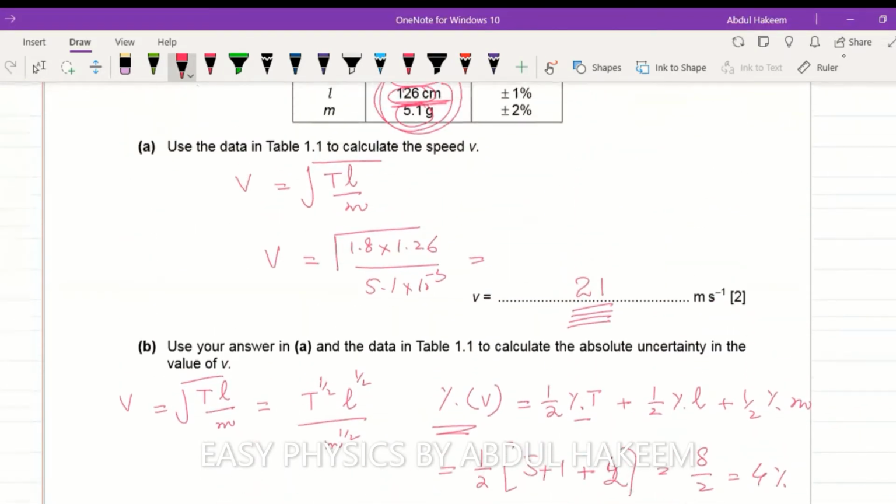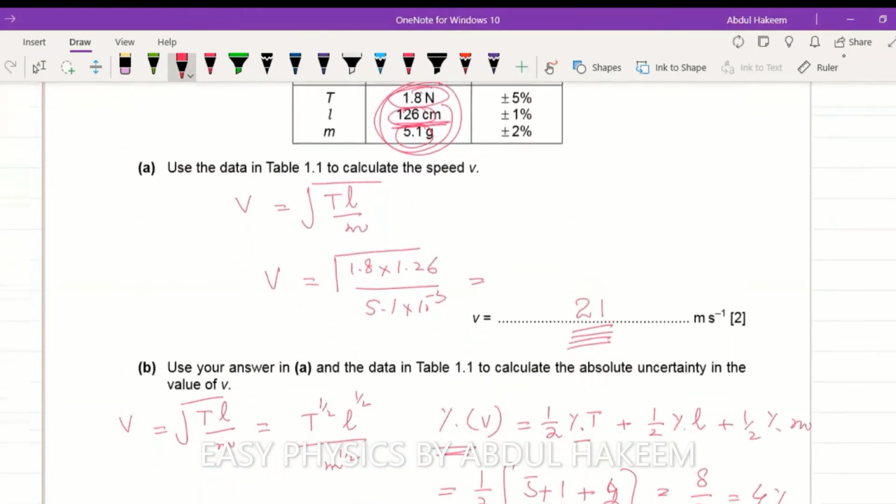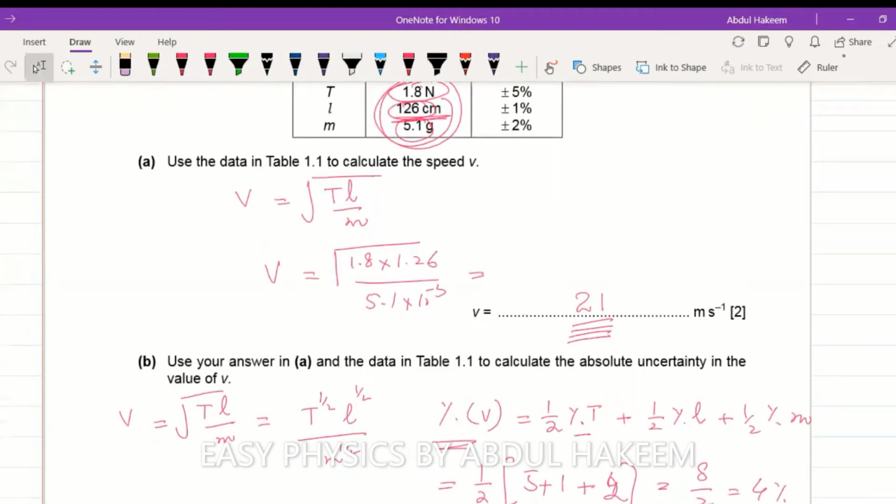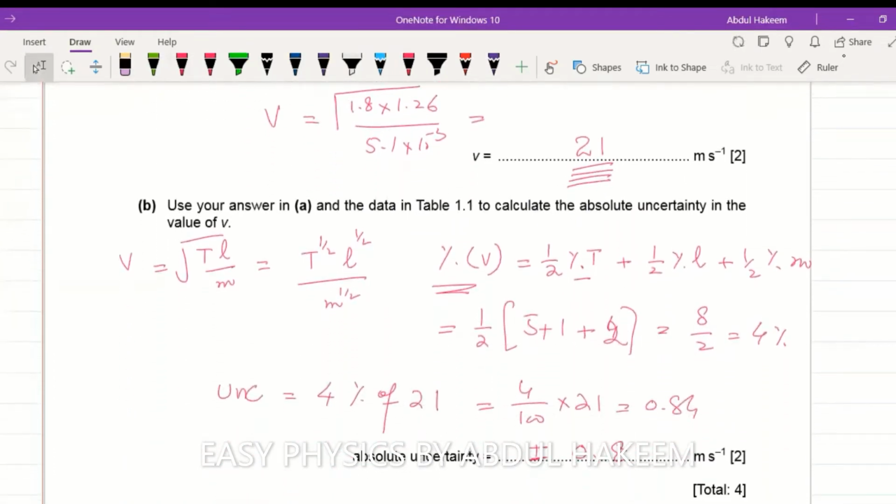So look at the question again. First you have to calculate the speed from the formula, and then by using the percentage uncertainty, we calculate the total percentage in v, and then 4% of 21. Look, this power under root means 1 by 2, so it becomes the power of each, but during percentage, it becomes a multiple: 1 by 2 times the percentage of T, 1 by 2 percentage of L, 1 by 2 percentage of m.